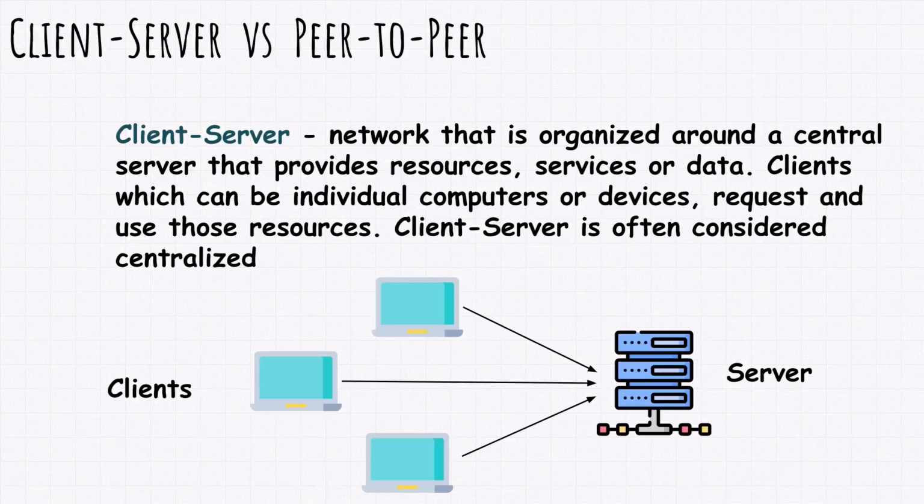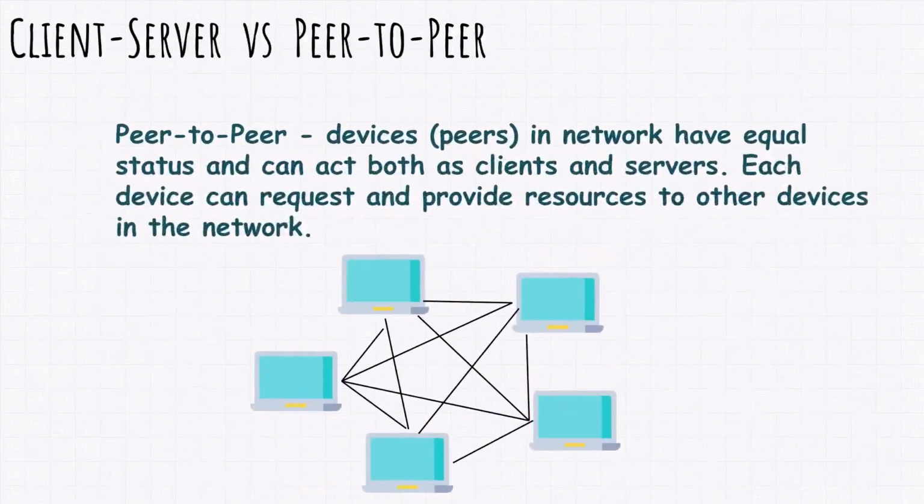It is often considered centralized since servers in client-server networks are typically more powerful and have more resources such as CPU, more memory, and larger storage compared to the client's devices. They handle requests and provide services to multiple clients simultaneously, and that is the reason why they also have to be more powerful. Now, on the other hand, peer-to-peer networks are opposite.